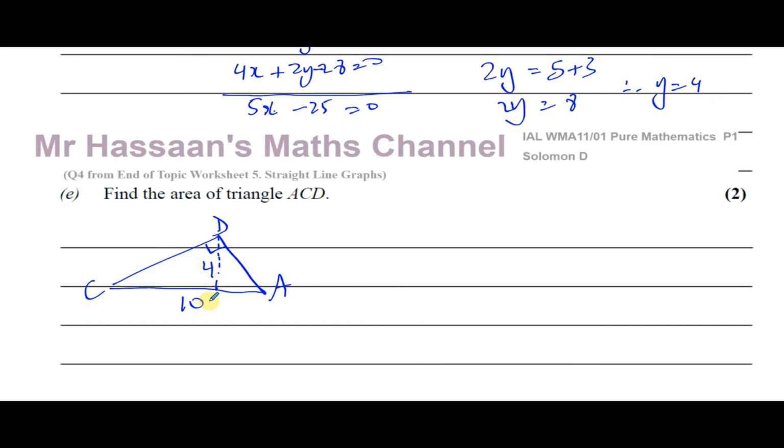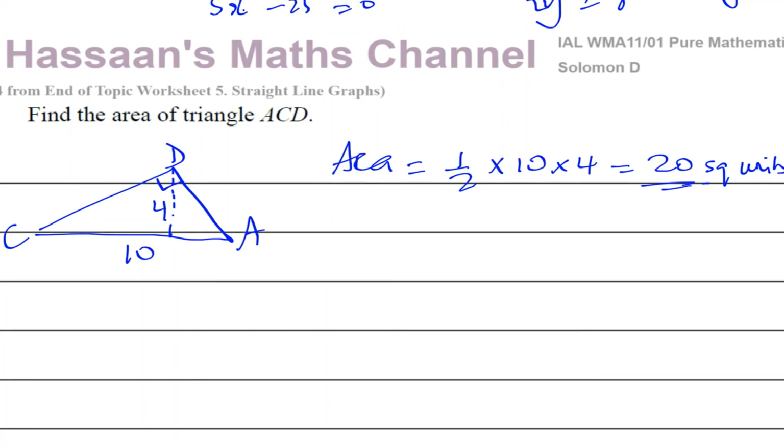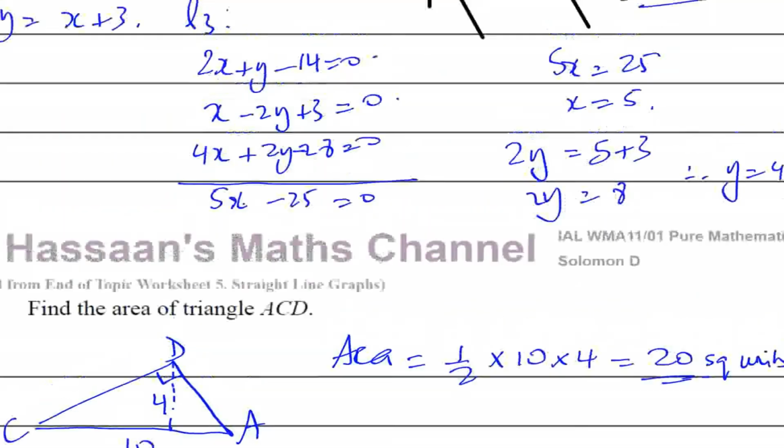The area is equal to 1/2 times the base times the height. So the area is 1/2 times 10 times 4, which gives us 20 square units. So there's the answer for part E. So there you have the answer to the question.